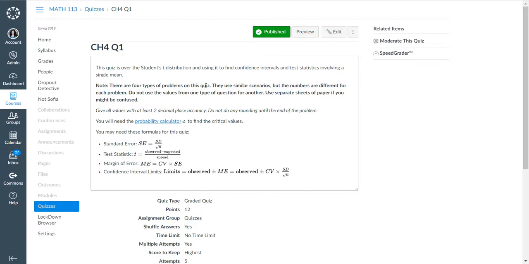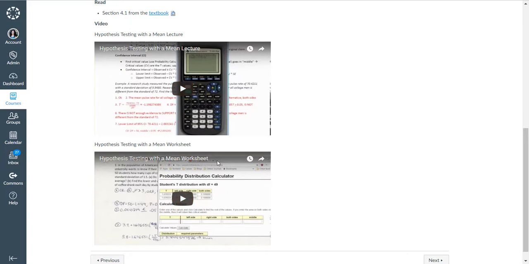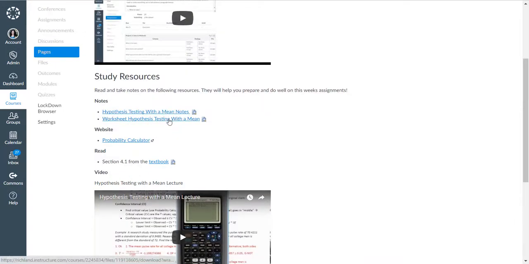There are four types of problems. They use similar scenarios, but the numbers are different. Do not use the values from one question with the other. Use separate sheets of paper if you need to, because I don't want you to be confused. But definitely work through these two videos and these handouts before you do the quiz.